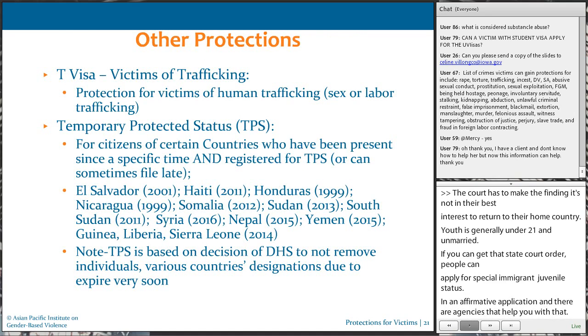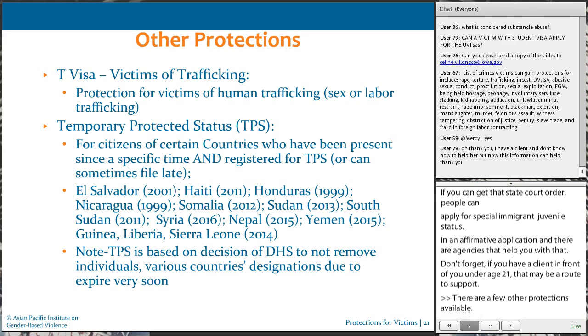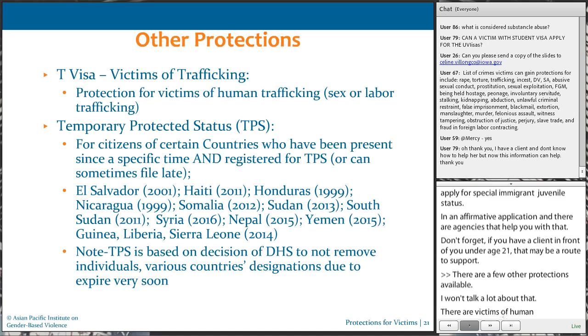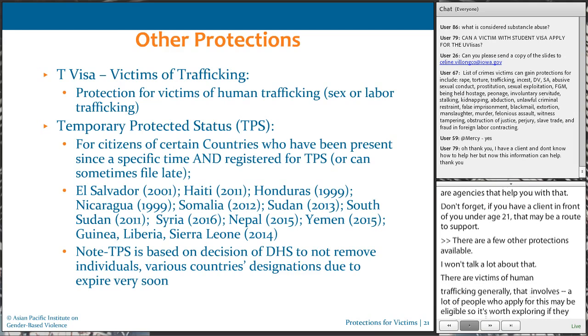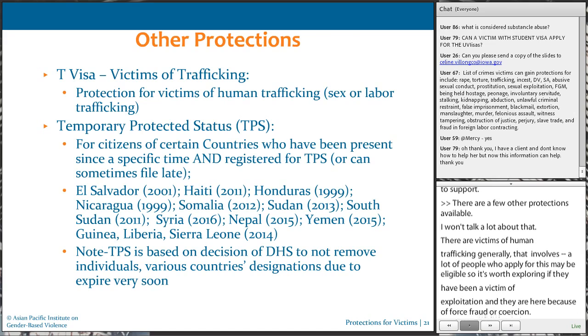Okay, so there are a few other protections available, and I'm not going to talk a lot about them, but there are victims of human trafficking. The T visa is available, and a lot of people that apply for the U visa may be eligible for a T visa, so it's worth exploring if they've been a victim of exploitation, and they're here because of forced fraud or coercion, or they've been forced to engage in sex or labor through fraud or coercion. They may be eligible for a trafficking visa.